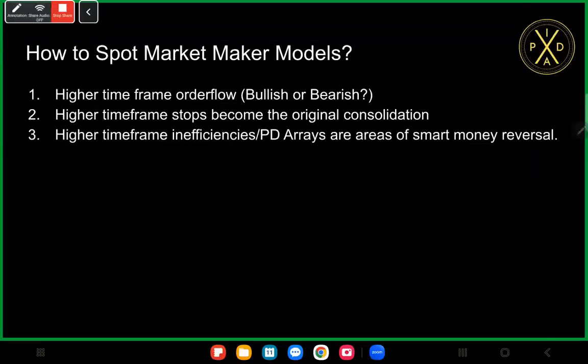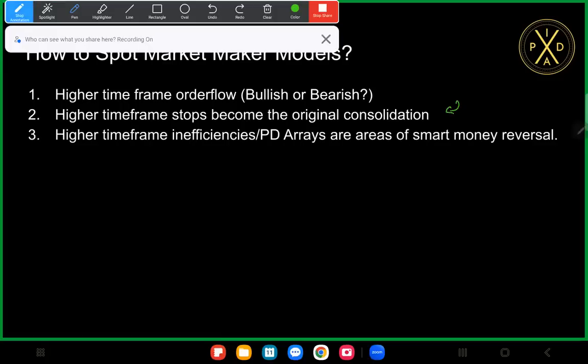All right, so how do we spot market maker models? Well, the first thing is, what is the higher time frame order flow? Are we bullish or are we bearish? All right, and then the second thing is, the higher time frame stops become the original consolidation, and the higher time frame inefficiencies or PD arrays are the areas of the smart money reversal. So this right here is the reason why I identified that original consolidation as the start of the delivery.